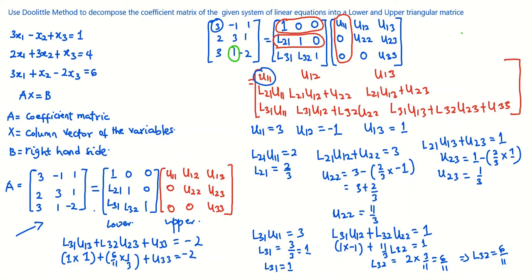So let's simplify the values we know. We're going to have 1 plus 6 on 11 multiplying 1 on 3. That will give us a value of 13 on 11. So you're going to get U33 to be equal to minus 2 minus 13 on 11. Minus 2 minus 13 on 11 will give us a value of minus 35 on 11. Okay, so we are done.